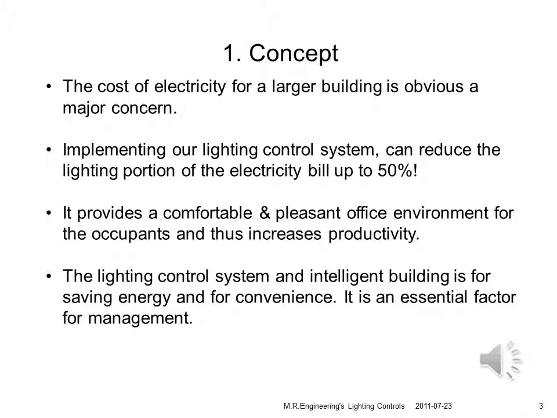The cost of electricity for a larger building is obviously a major concern. Implementing our lighting control system can reduce the lighting portion of the electricity bill by up to 50%. It provides a comfortable and pleasant office environment for the occupants and thus increases productivity. The lighting control system, an intelligent building, is for saving energy and for convenience. It is an essential factor for management. Lighting control is a widespread energy-saving strategy for today's society.